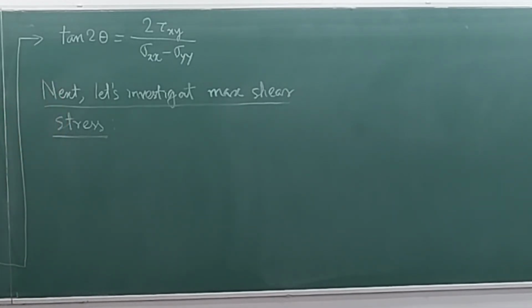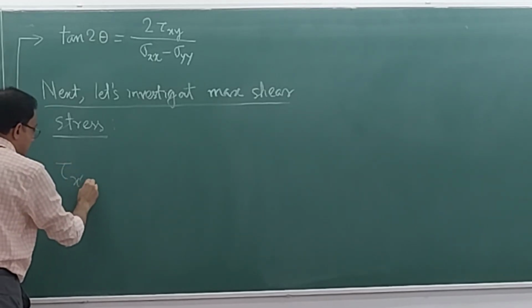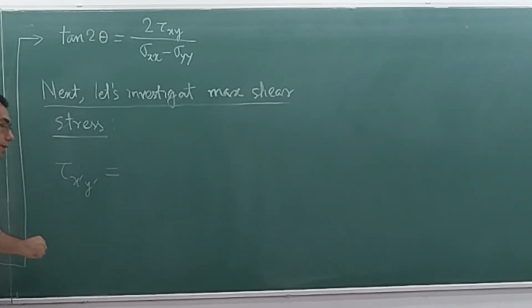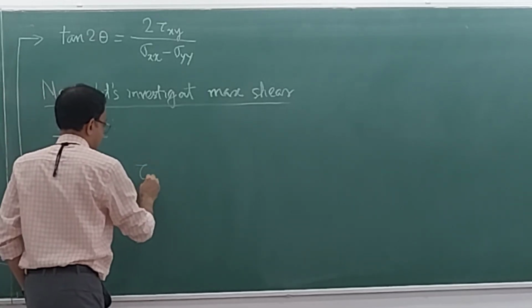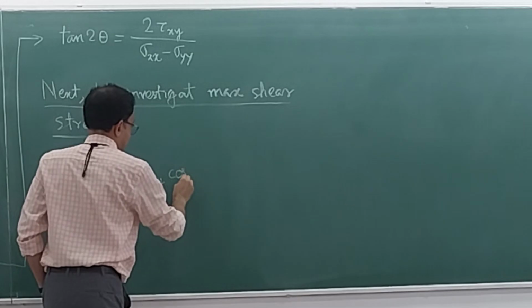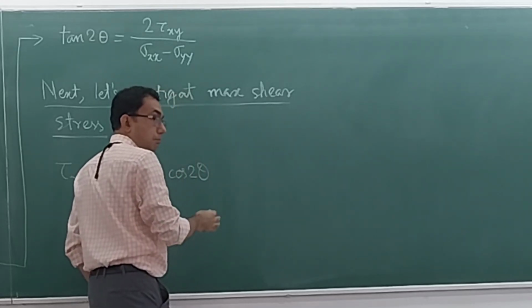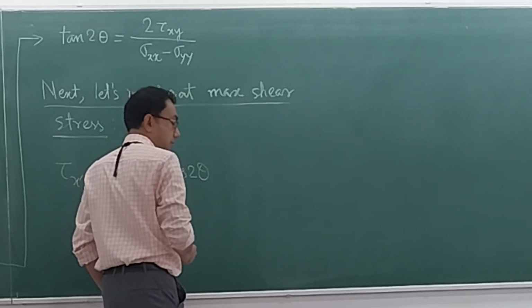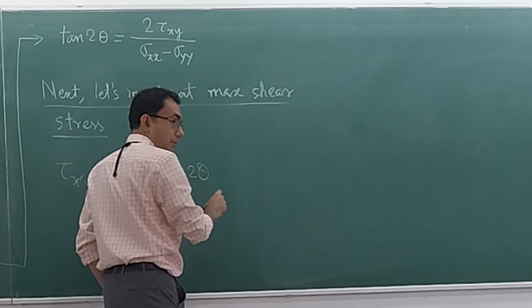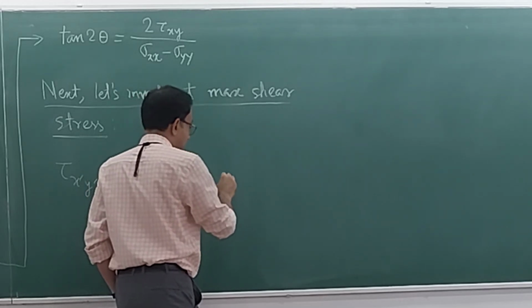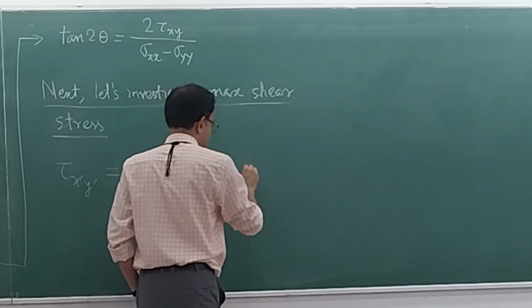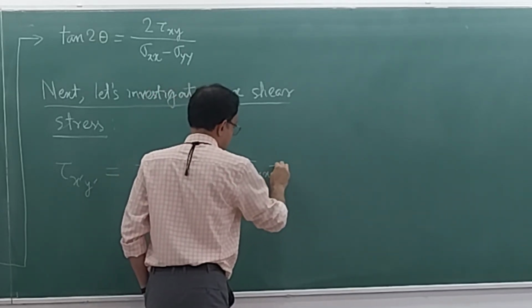Maximum shear stress. So what was the expression for tau x dash y dash? Please go back to your notes and tell me. Something like tau xy cos 2 theta, then plus or minus. Was it plus or minus? If it is sigma xx, I believe it is something like this.